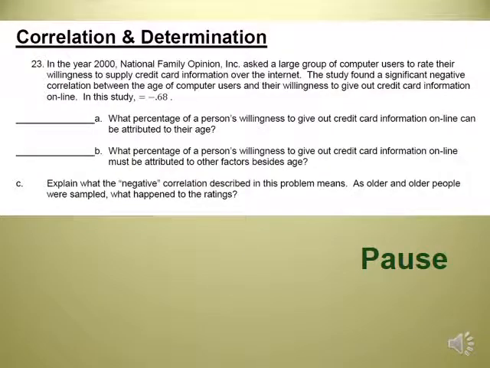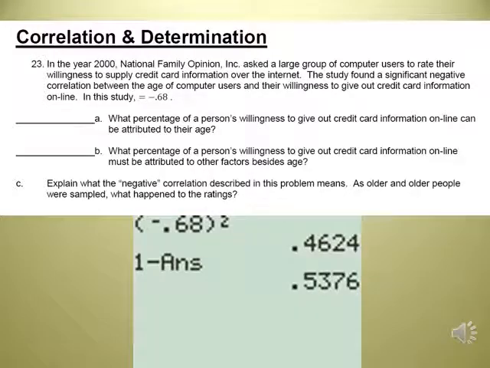There's like a whole page about correlation and determination on that worksheet. This is another place you might want to pause the video and take a look at those problems. So this first one, it's asking about people's age and their willingness to give out credit card information over the internet. And it tells you that they had a value of negative 0.68 for R.